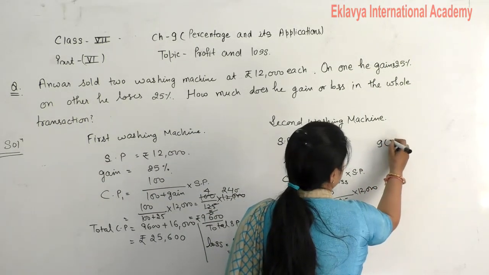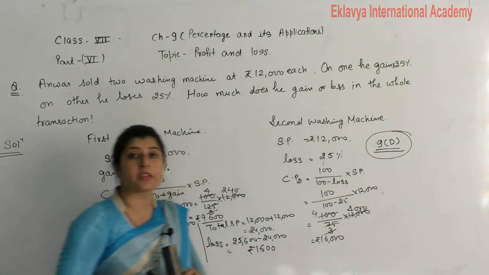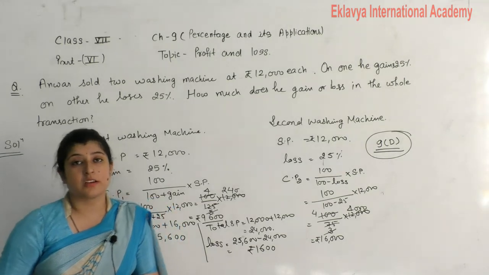9D in your notebook. This is totally based on the examples of profit and loss. Thank you, students.